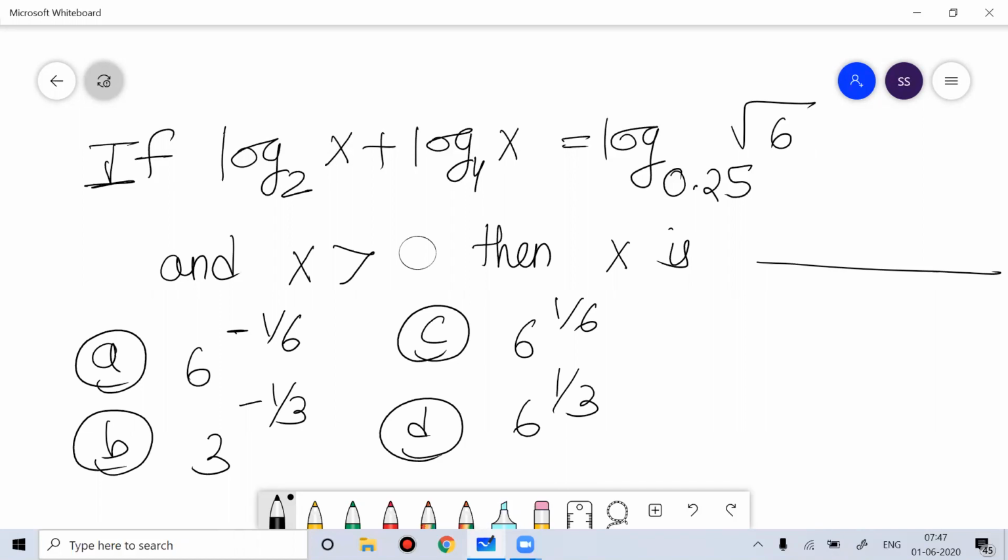Now try the next question. If log base 2 of x plus log base 4 of x is equal to log base 0.25 of root 6, and x is greater than 0. x should be greater than 0, otherwise you cannot work with logarithms, so the argument of a logarithm should be greater than 0. Then find the value of x. Solve this question. How will you solve it?